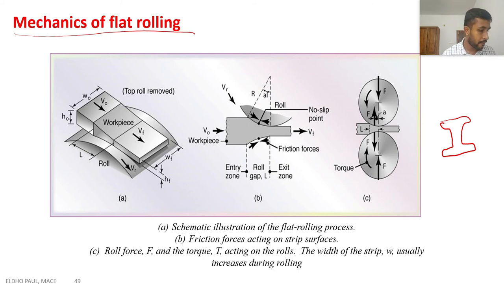For the analysis, the top roller is removed here in this picture. And this is the variation of the workpiece during the rolling process. Next, we are going to study about that.